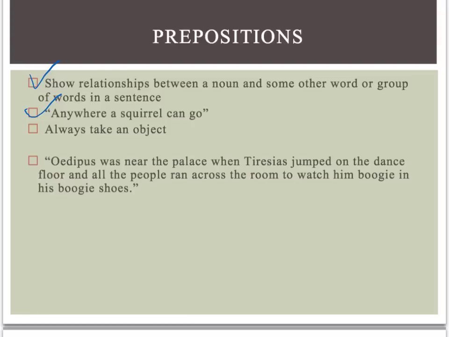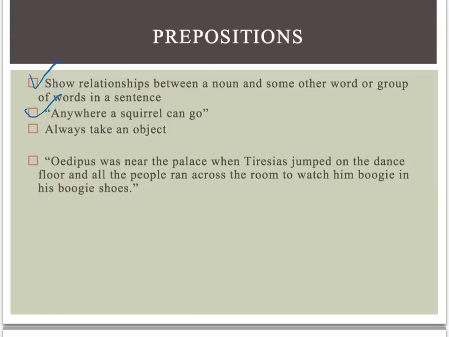They take a noun, in this case a squirrel, and tell us where it is in relationship to something else, in this case the tree. Is it on the tree? Is it near the tree? Is it behind the tree? Is it in front of the tree? Is it below the tree? Is it running through the tree? Right? The squirrel can do a lot of different things in relation to that tree.